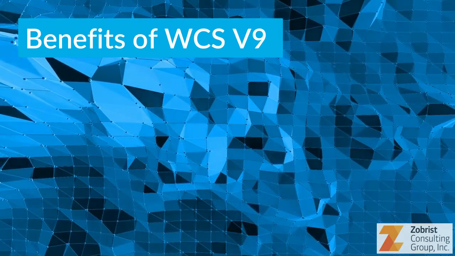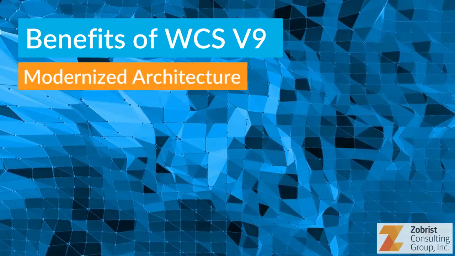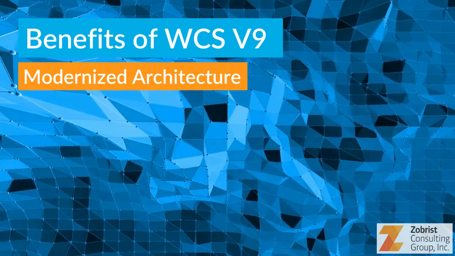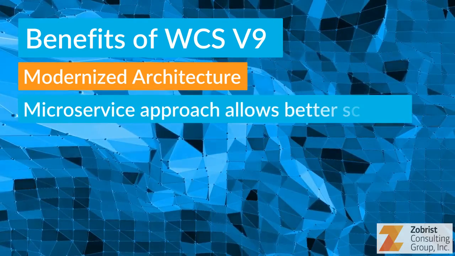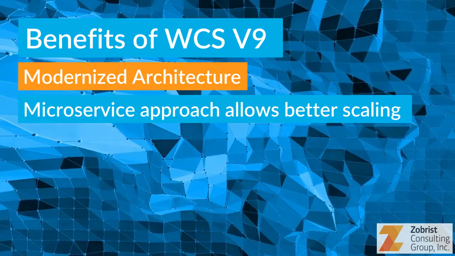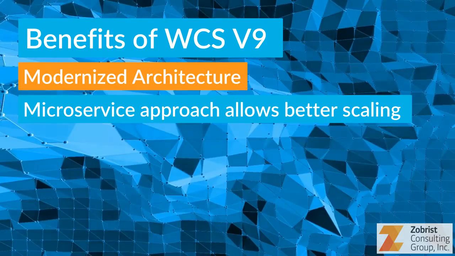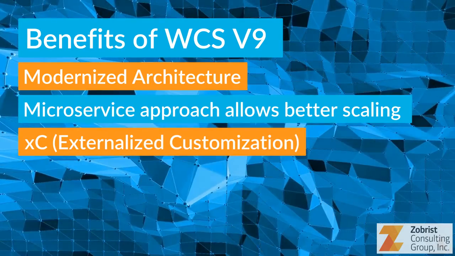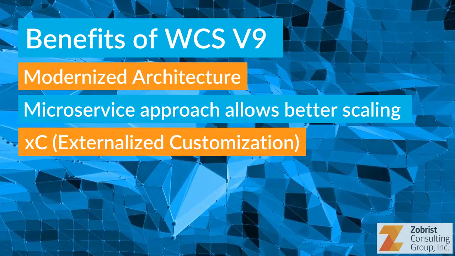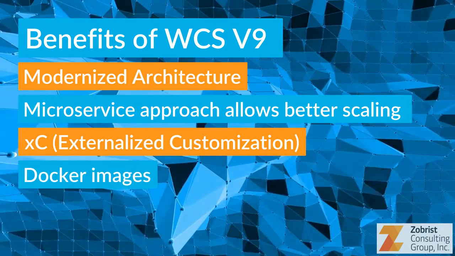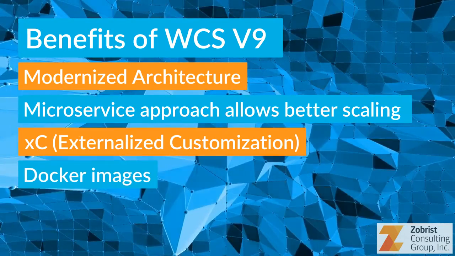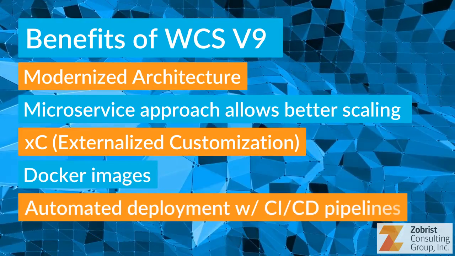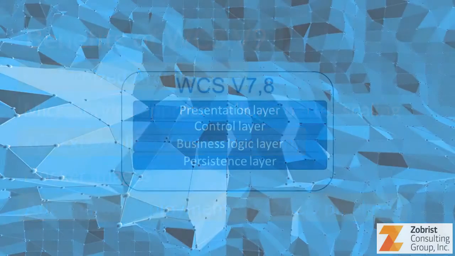Benefits of version 9 include a modernized architecture for future growth and innovation. And this is based on a microservice approach that allows better scaling, an externalized customization model for better isolation of code, a set of Docker images provided to you for better, faster installation, and automated deployment with CI/CD pipelines.